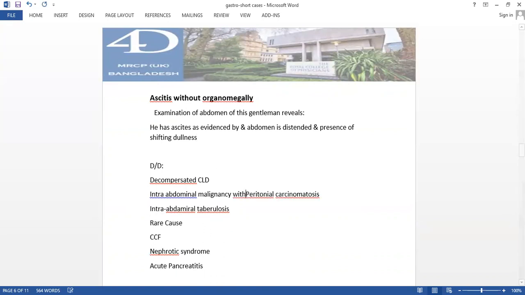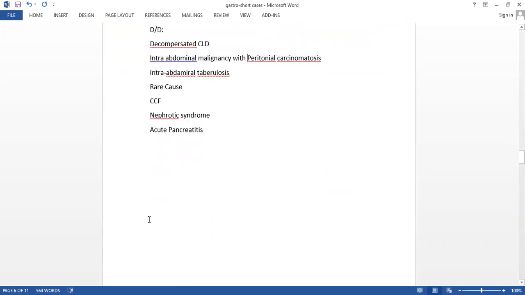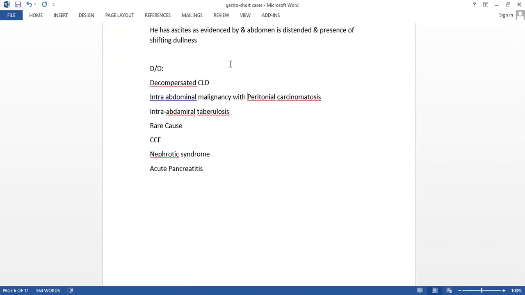abdominal malignancy with peritoneal metastasis, intra-abdominal tuberculosis, a rare case. If the examiner pushes you, you can say there are certain rare causes like nephrotic syndrome, acute pancreatitis, and congestive cardiac failure also presenting with this. But in those cases, there will also be some leg edema, bilateral pedal edema. But in case of isolated hepatomegaly, you need to consider these three.